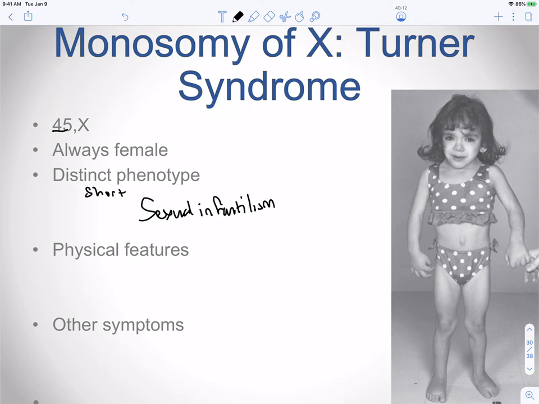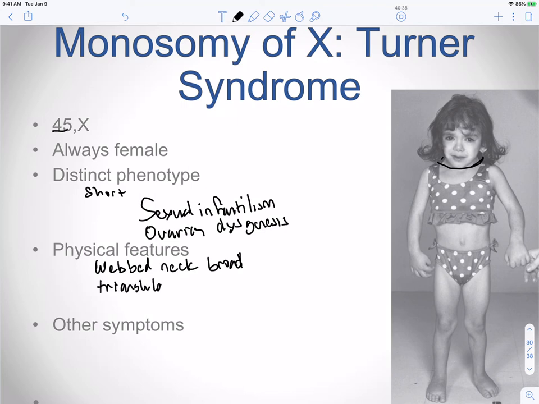They are going to have ovarian dysgenesis. Physical features are going to be more of a broad webbed neck. You can see that this child here has very little neck, so it's a webbed neck that's very broad. Triangular face. It's kind of hard to see with hair, but if you drew a line, it would have a sort of triangle type face. Posteriorly rotated ears, and again, you can't really see it here because of the hair.